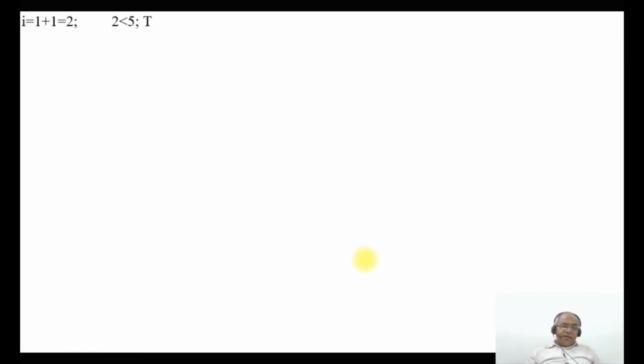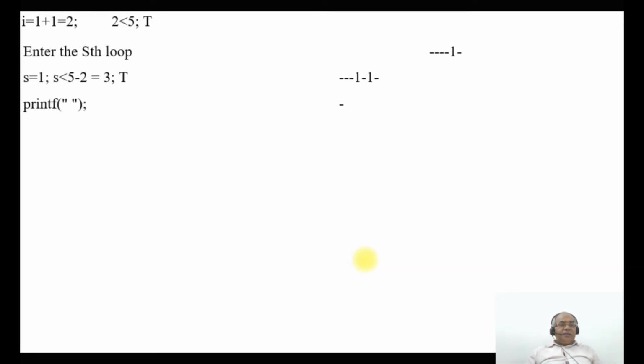Is 2 less than 5? The condition is true. Enter the s loop. What the s loop says is s is less than n minus i. n is 5, i is 2, so it becomes 3. Since it is 3, you are going to get only 2 spaces.